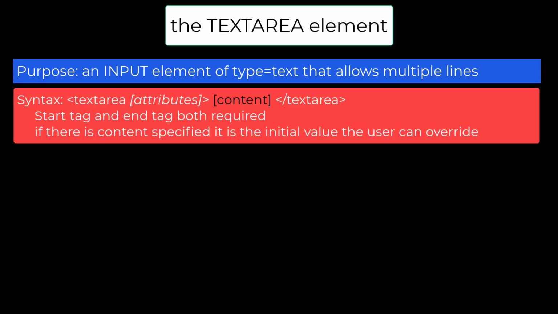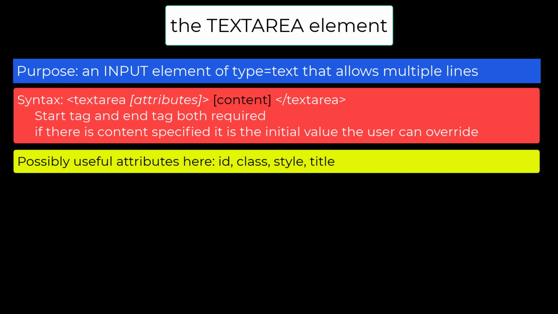Syntax: start tag, text area, possibly some attributes, and possibly some content, and an end tag. Both the start tag and the end tag are required. If there is content specified, it is taken as an initial value that the user can override. It is optional.